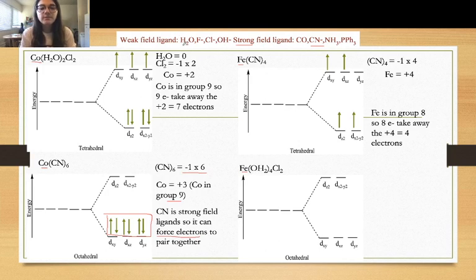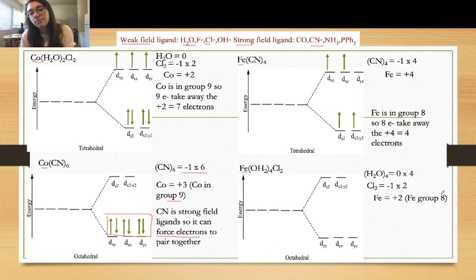But that's very different from this other one. Now I've got water and chlorine, and these are weak field ligands. So first I'm going to say that I have H2O, and H2O is 0, so 0 times 4 is 0, and chlorine is -1 times 2, so Fe is going to be +2, and in group 8 that means I've got 6 electrons to fill. So they're not strong enough to force together.